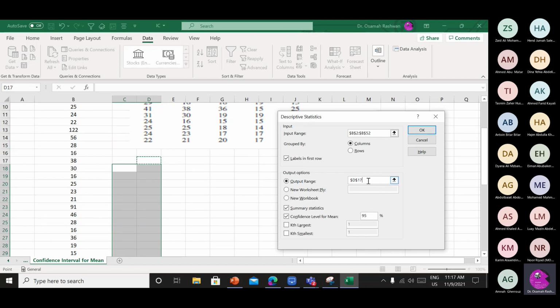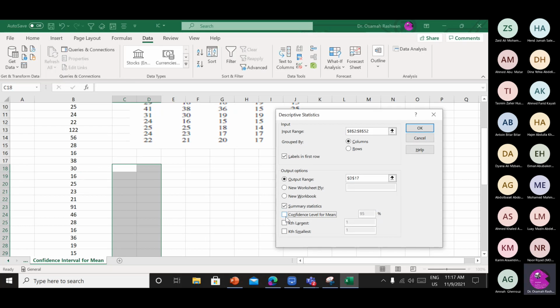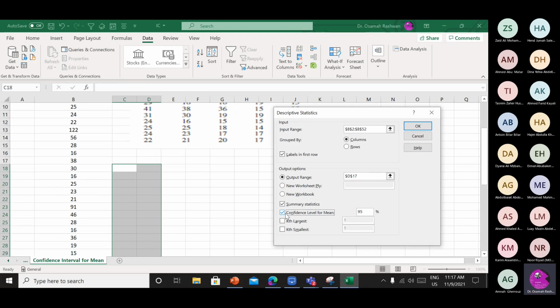And I have to be very careful. My cursor will be in this window, right? Next, I need a summary statistics. I have to take it. This is a confidence level. I didn't care about it before when I use a descriptive statistic because I'm looking for the mean and the mode and the median and the kurtosis and skewness. But this time I'm looking for the confidence level.